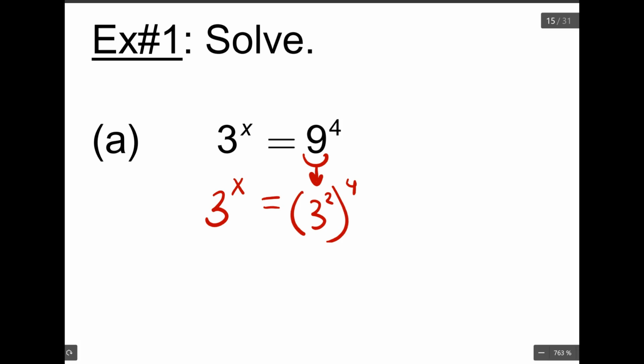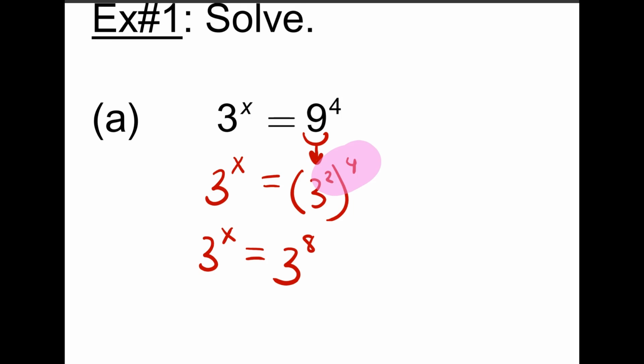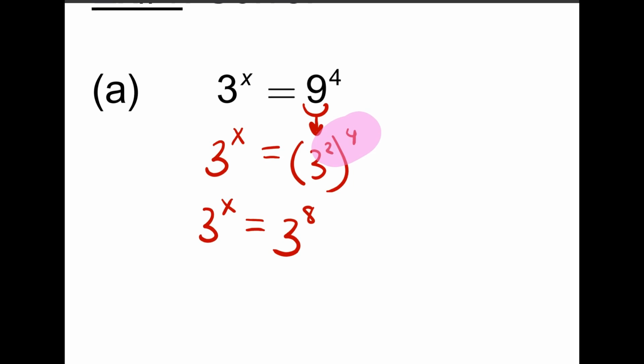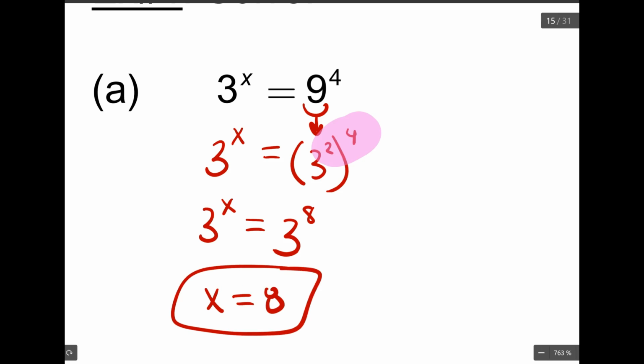Okay. I have 3 to the x is equal to, is it 6 or 8? 8, because we multiply 2 and 4. When you have an exponent and then that to an exponent, you have to multiply. This is what I'm talking about, an exponent to an exponent right there. You have to multiply them. Okay, so since I have the same base, x is equal to 8. I set the exponents equal to each other.